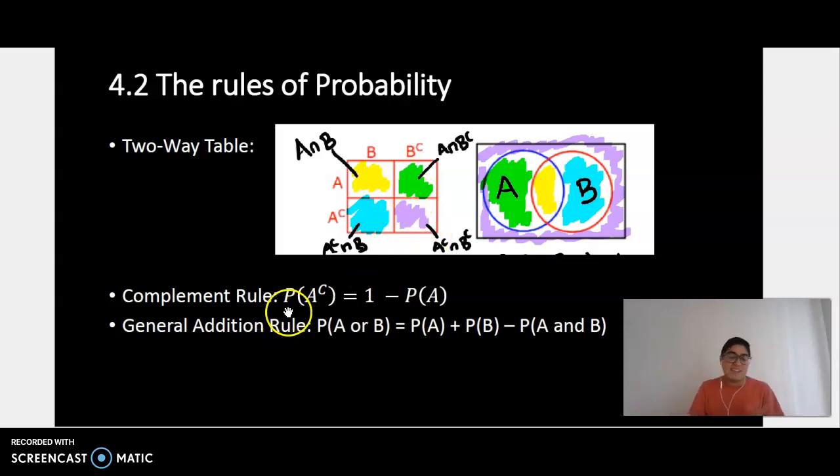So we'll keep practicing. And in the next lesson, we're going to learn about a new type of probability called conditional probability. So stay tuned.